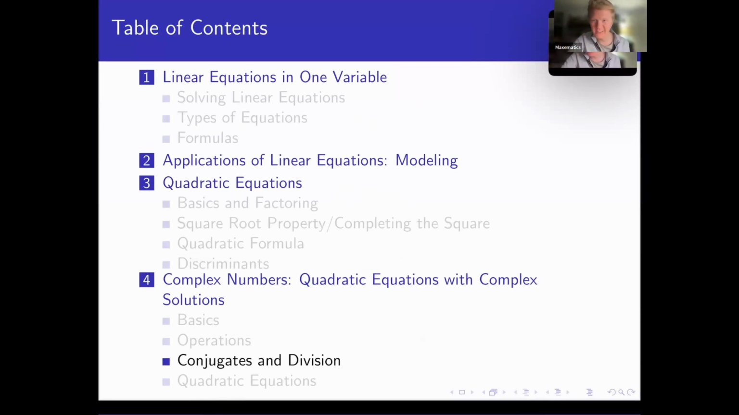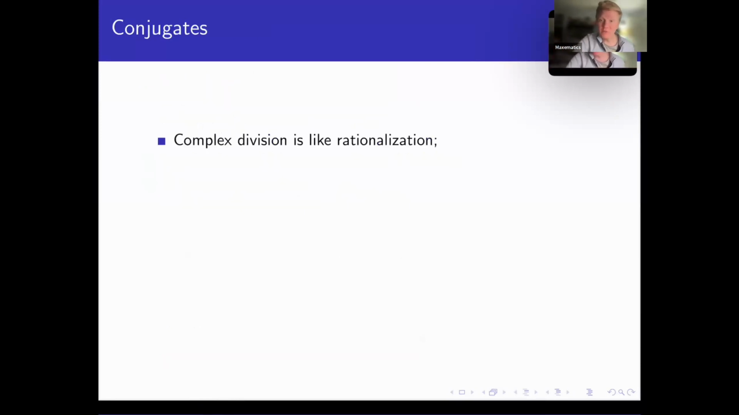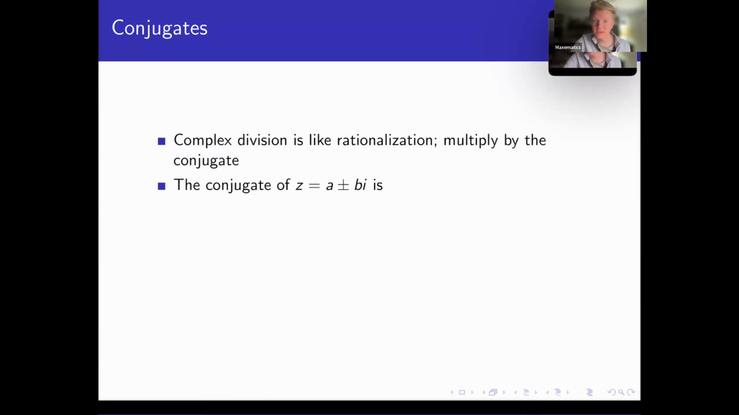Okay, now, before we get into actually solving quadratic equations using complex numbers, we got to talk about division a little bit. And division is kind of weird. Okay, so complex division is a lot like rationalization. Go all the way back to P6 when we talked about rationalizing denominators, and that's going to be very, very, very similar to here. Okay, so what we're going to do is multiply by the conjugate.